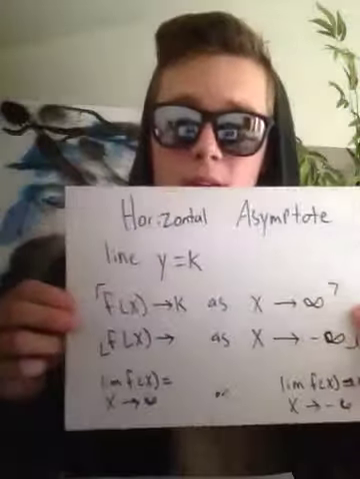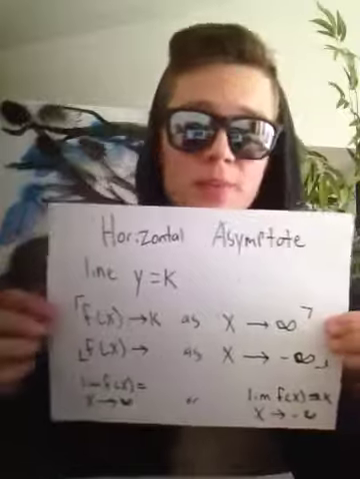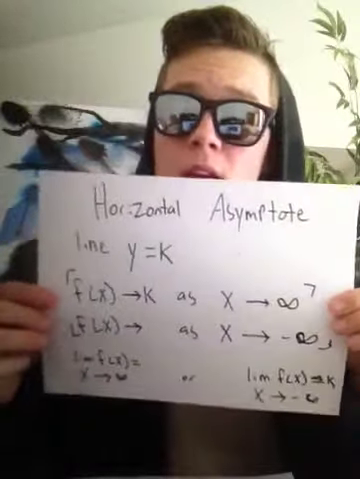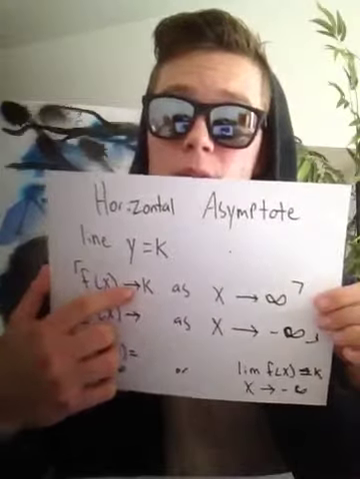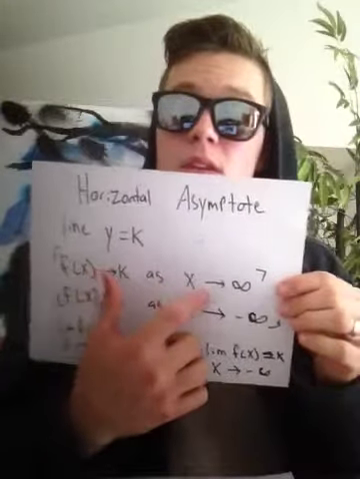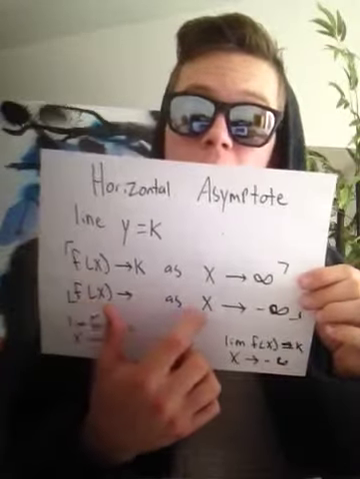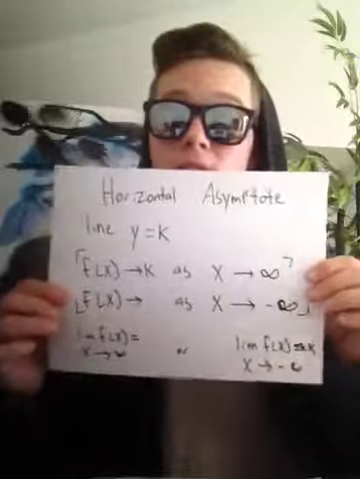Alright, here we go. Let's fast forward, chapter 4.3. Horizontal asymptote, it's the way to be. Don't let it confuse you. Let me explain. This is the line where y equals k. As x approaches infinity, f of x gets closer to k, but never really gets there. Same thing as x gets closer and closer to negative infinity.